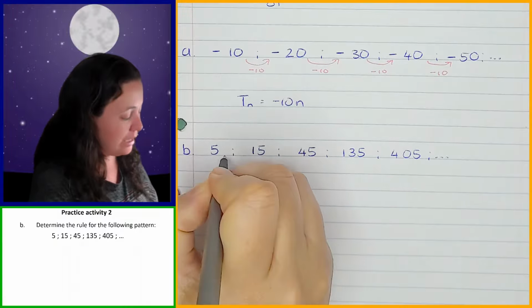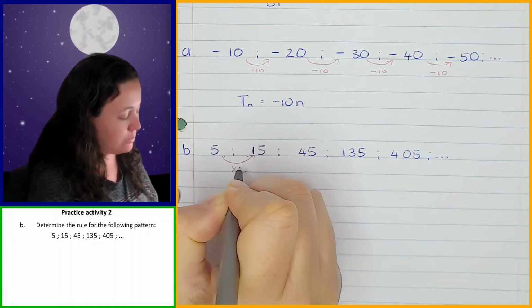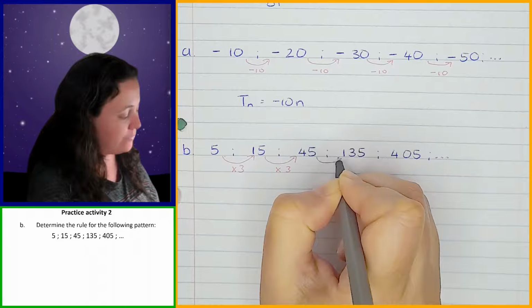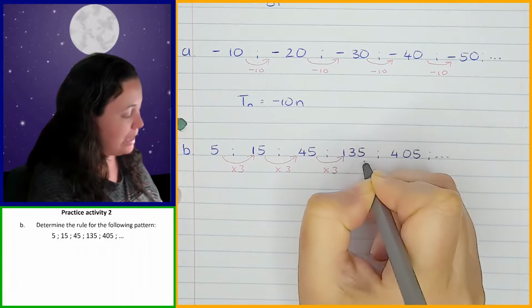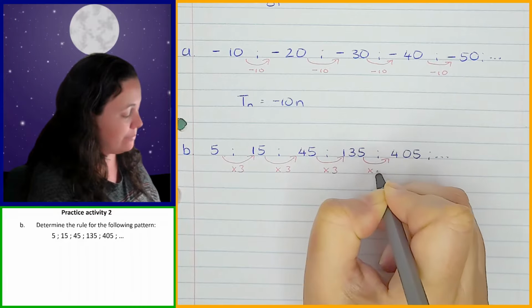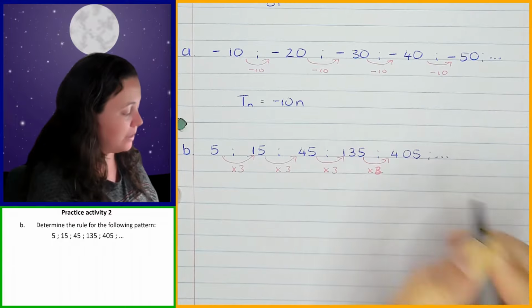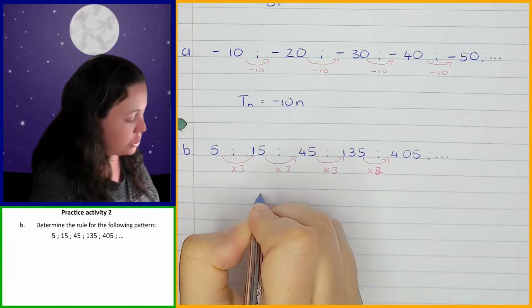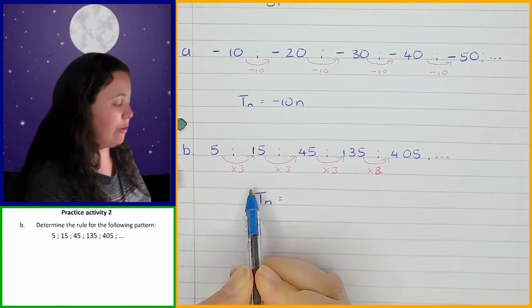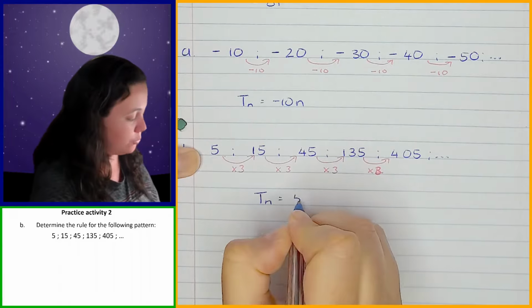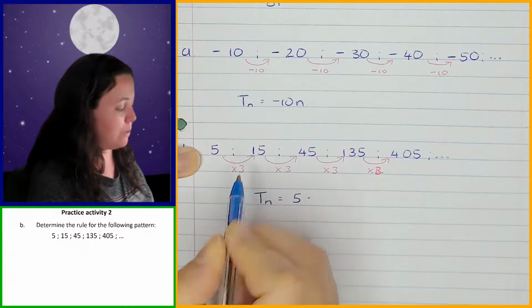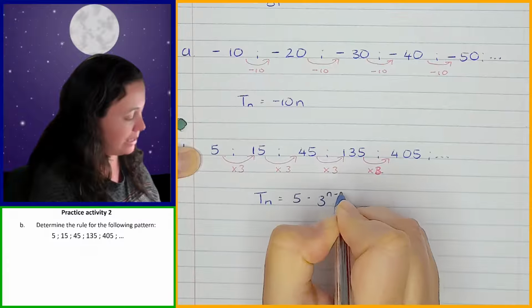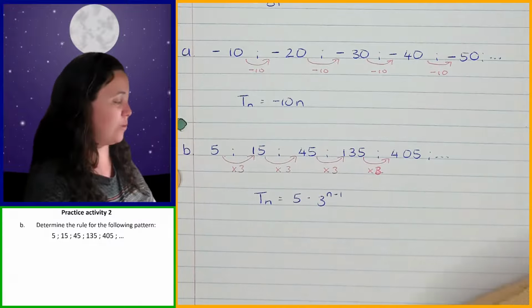So let's now go and check. So from 5 to 15, I'm multiplying by 3. 15 to 45, I'm multiplying by 3. 45 to 135, I'm multiplying by 3, and 135 to 405, I'm multiplying by 3. Okay, so my constant ratio here is 3. So my rule is going to be Tn equals, now I'm going to take the first term, which is 5, and multiply it by my constant ratio, which is 3, to the power of n minus 1. So that's what you should have got for question B.